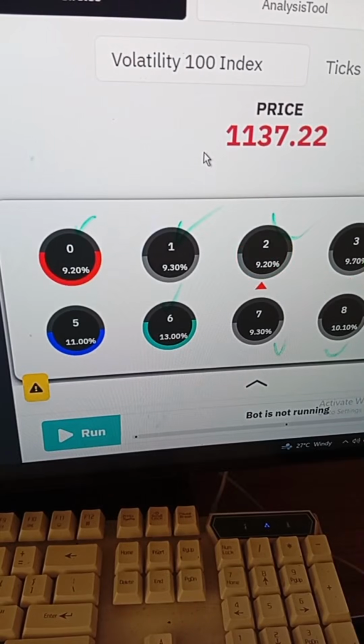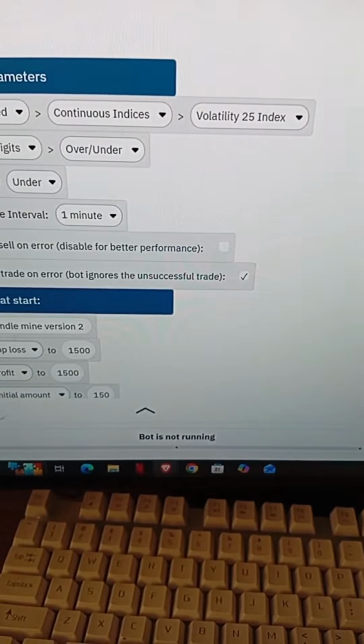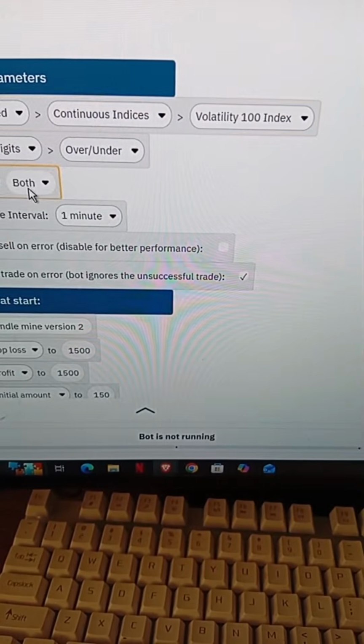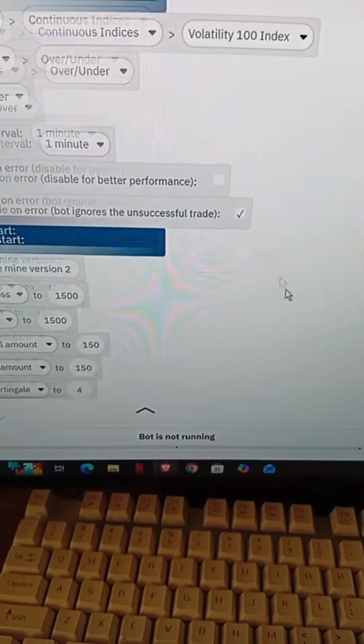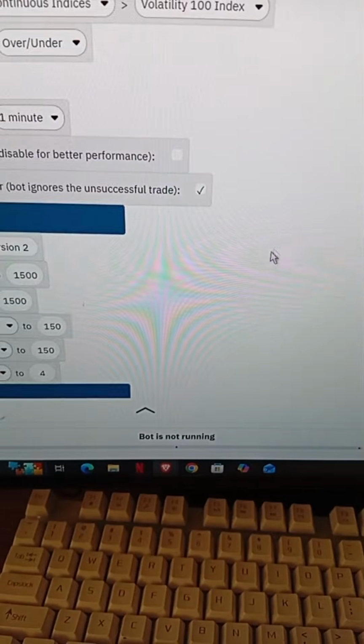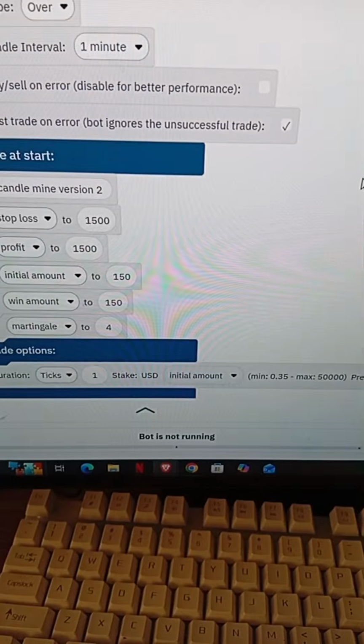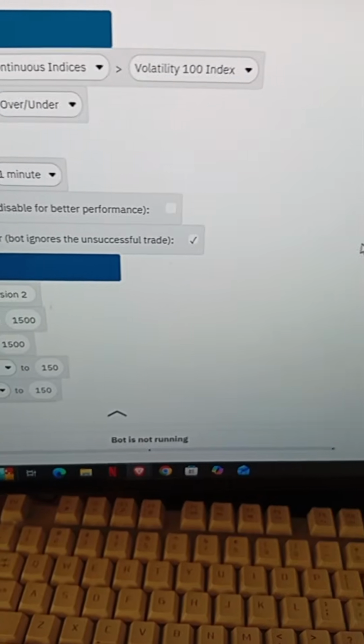So let us go to our bots once again. We set them to volatility 100 over 1. And again, guys, you have to be quick. These markets change really fast, okay? So you come and set your bot. You come and take volatility 100, you set over, and then you come here and you set the prediction to 1. So it is volatility 100 over, and then 1, and then everything is set appropriately. And then now from here you can start, okay?